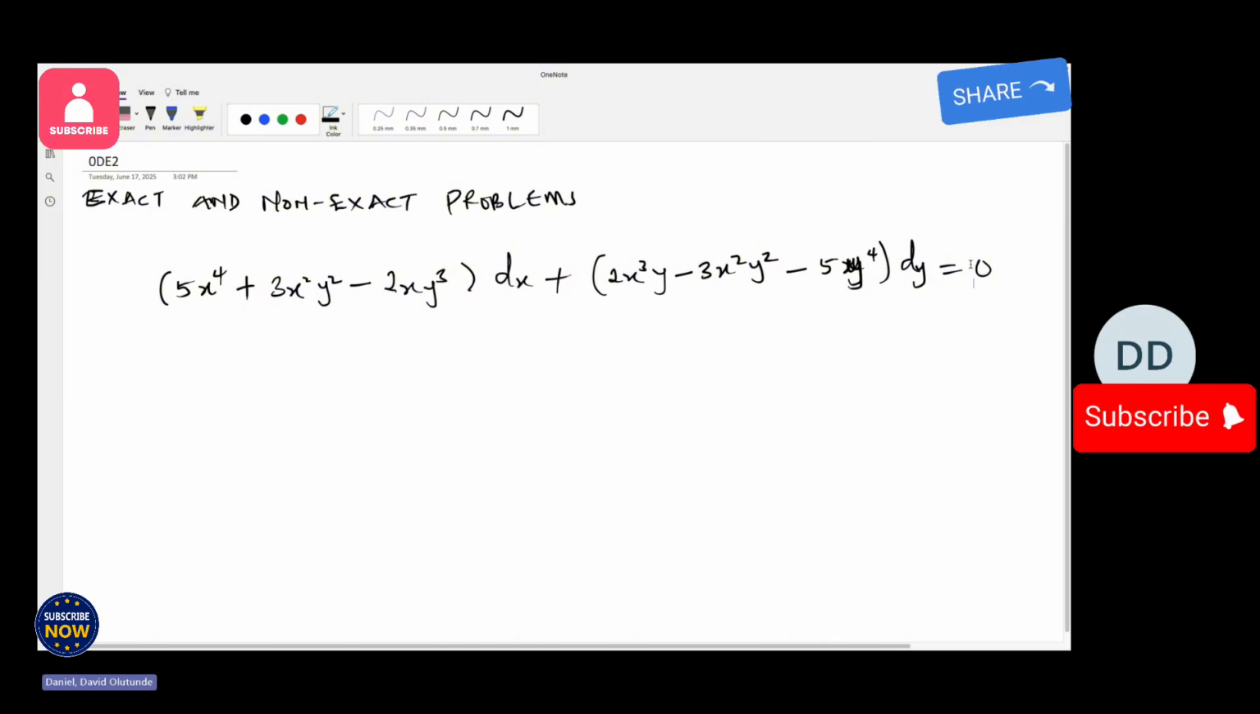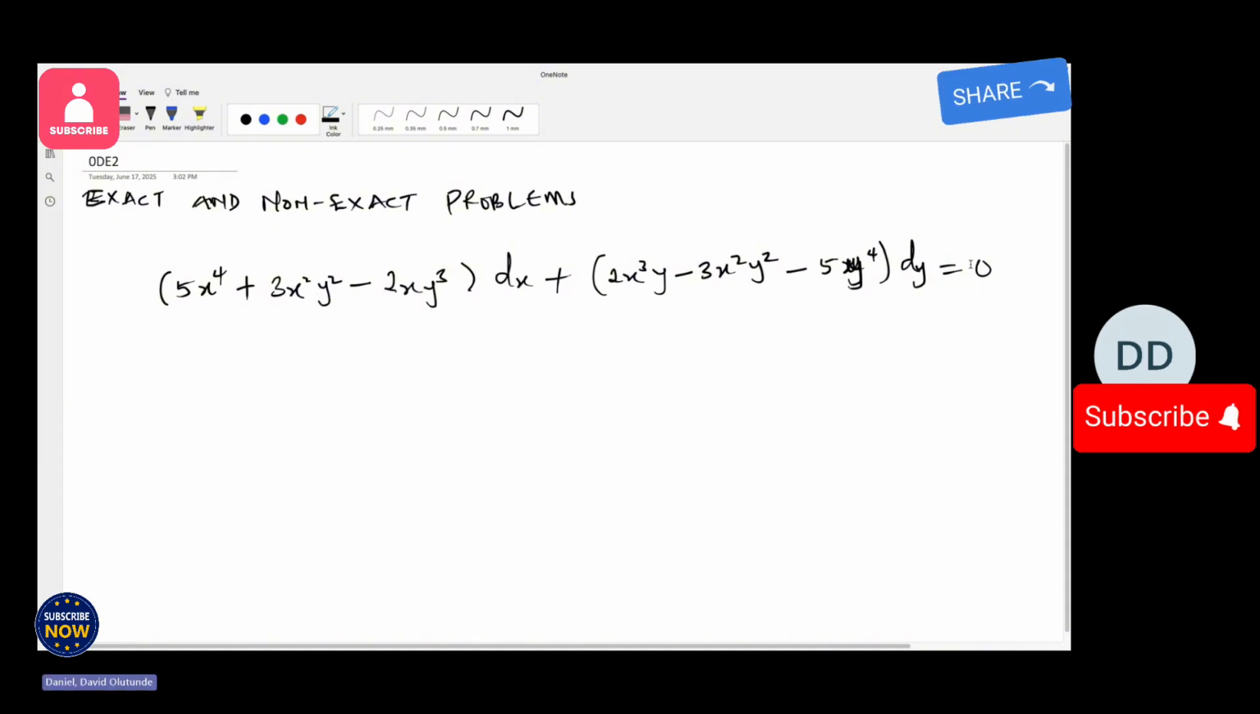I think somebody was using isolation. Fine. Then the second thing now is this: can I apply the Bernoulli approach? If you look at this problem, we cannot apply the Bernoulli approach because there is no way we can express it in the form y prime plus p of x y equals q of x, y to the n. So there is no way we can do that here.